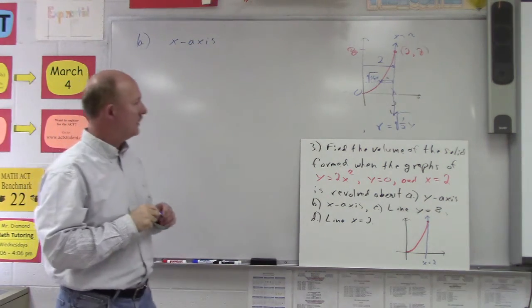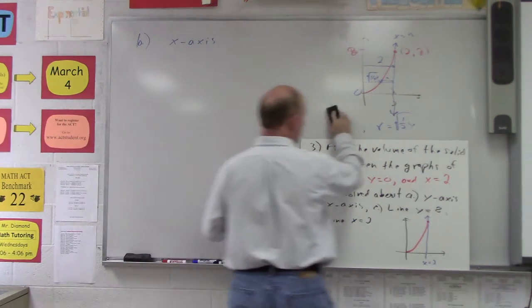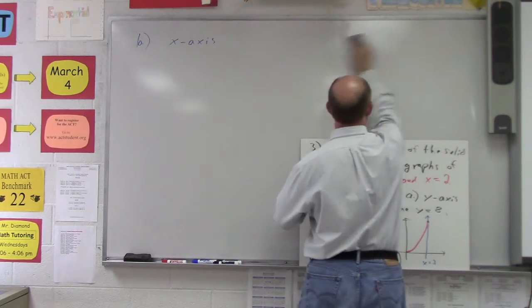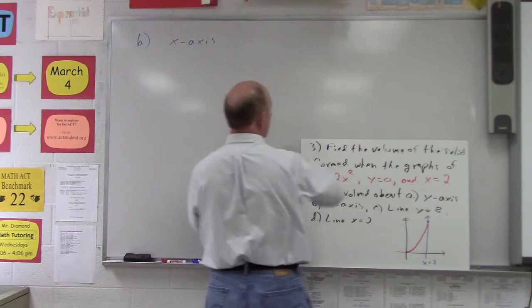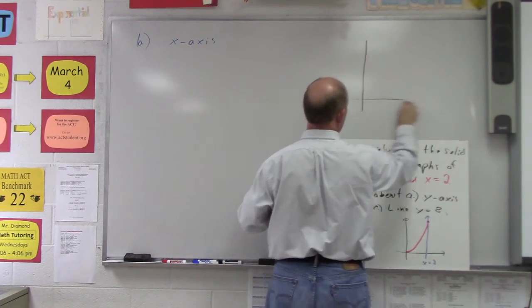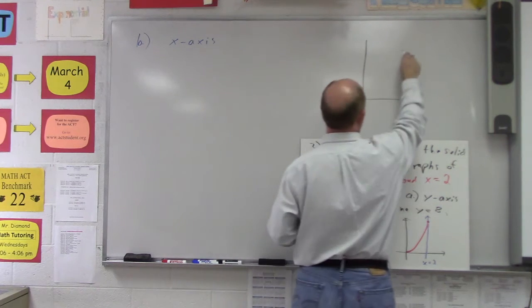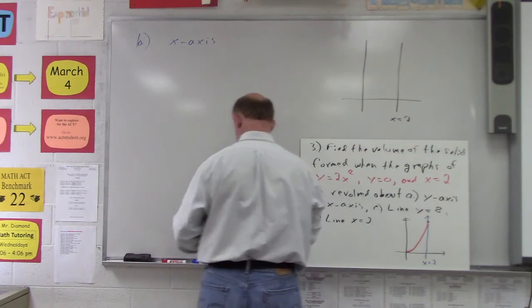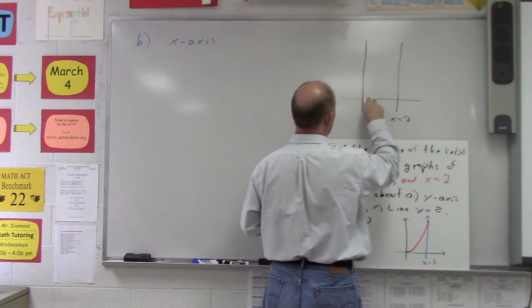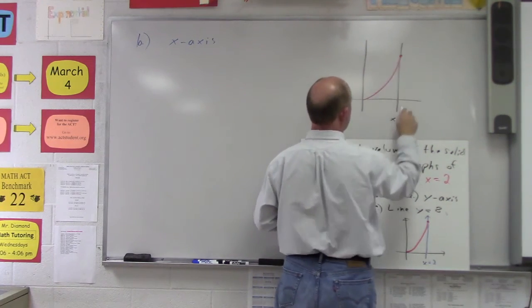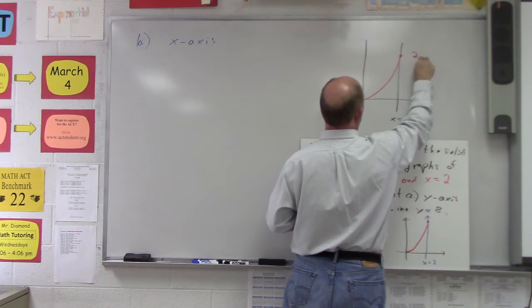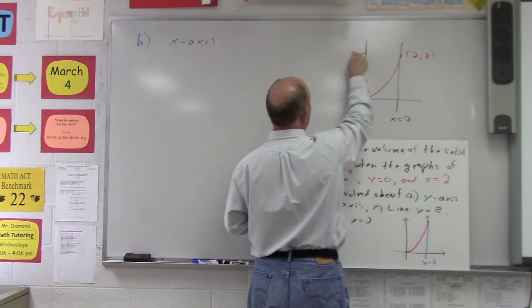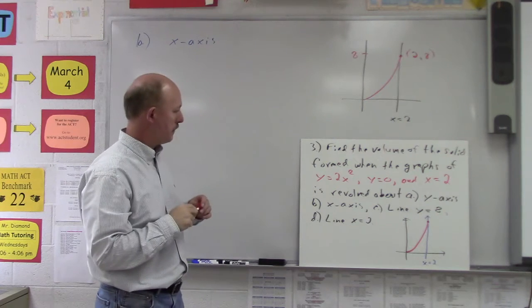All right, so about the x-axis. This time, as you look at our graph, let me erase this and draw my graph back up here again. We've got x equals 2, and then our parabola goes up like so. This is the point (2, 8), and the y value out here is 8.